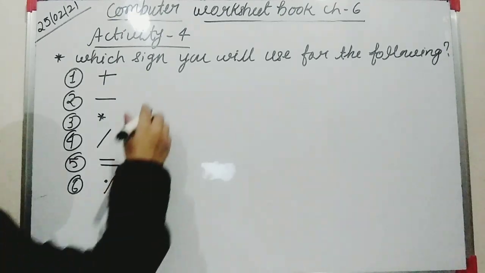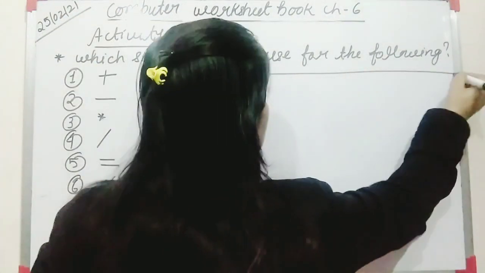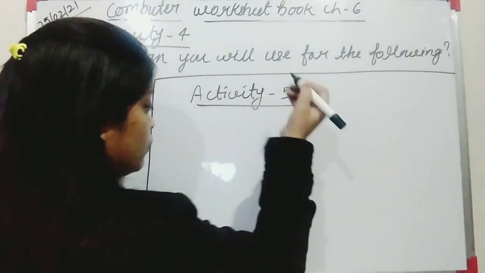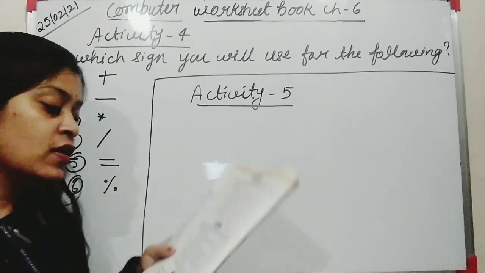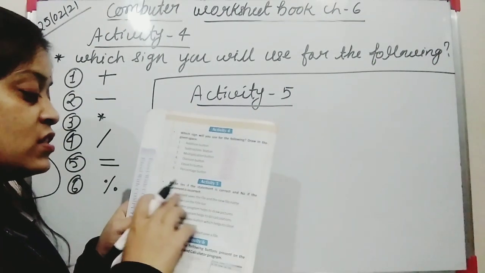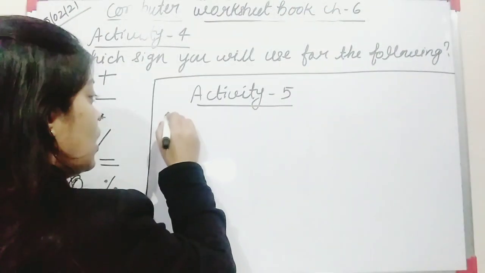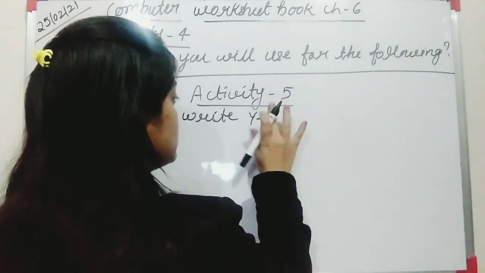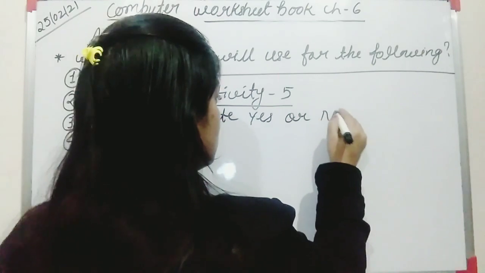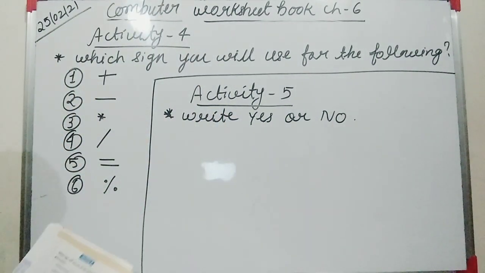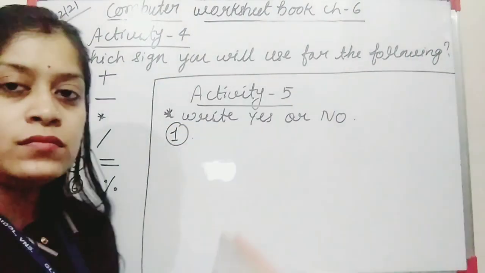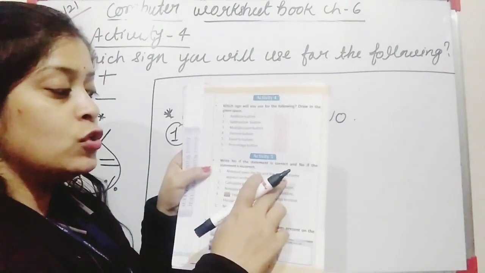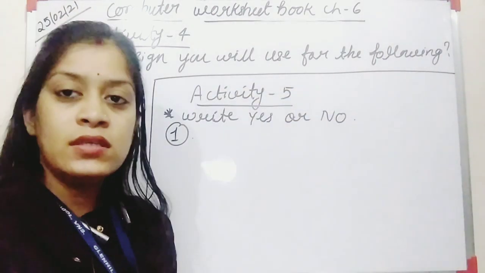Now, moving forward to the next question, activity 5. Write yes if the statement is correct and no if the statement is incorrect. I am going to write here, write yes or no. So first, you can see here, notepad saves the file and the new file name appears on the title bar. Yes. Okay.